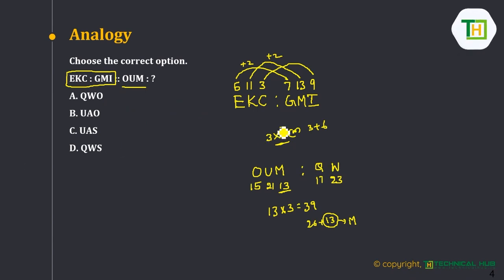So that's why this logic doesn't work here. So I have to go with +6 logic. Okay, so +6 means 13 plus 6 is 19. So the 19th letter is S. So I can see the option QWS, which is the fourth one. So that's why I didn't use either 13 square or 13 into 3. Okay, so the correct logic is +6 for the third letter. So the answer is QWS.